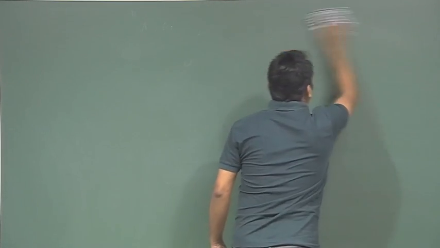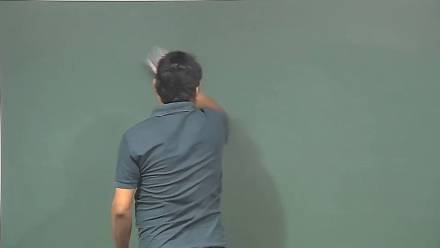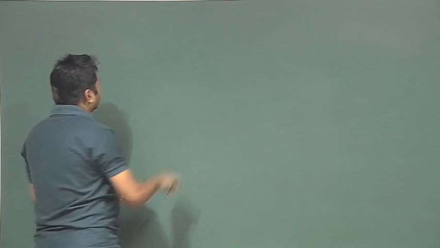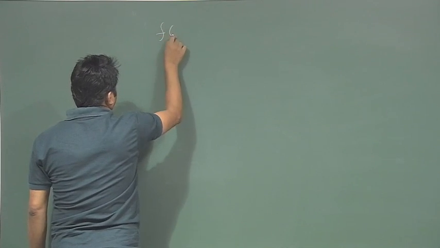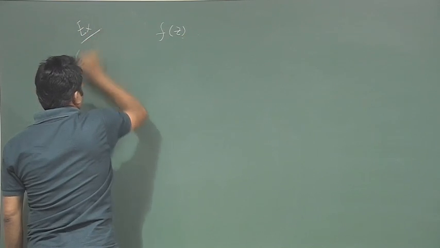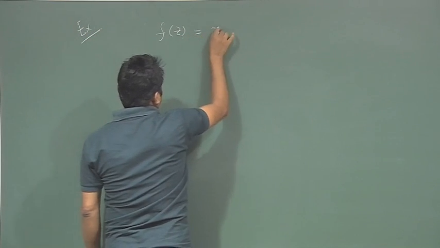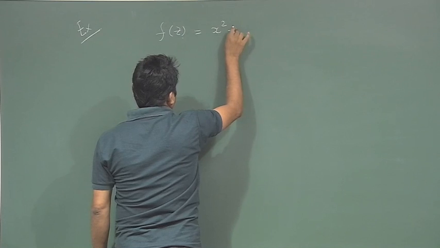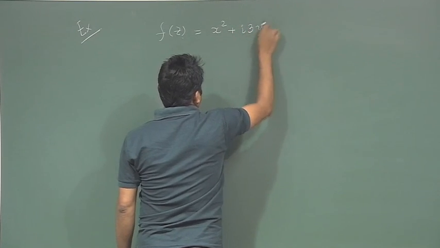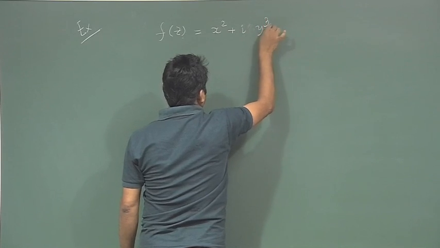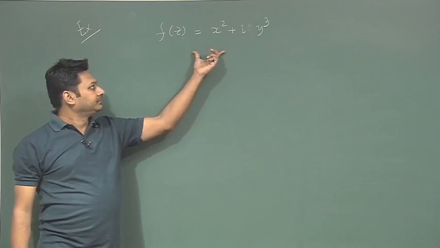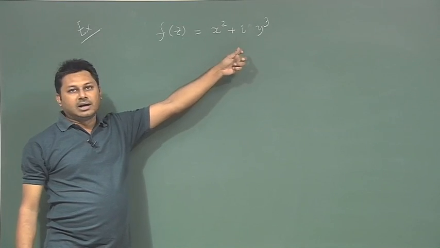Let me now give you a few more examples so that you can understand exactly the meaning of these things. Say f(z) is x square plus i 3y cube, or just y cube. Is this function analytic? x square plus i y cube.